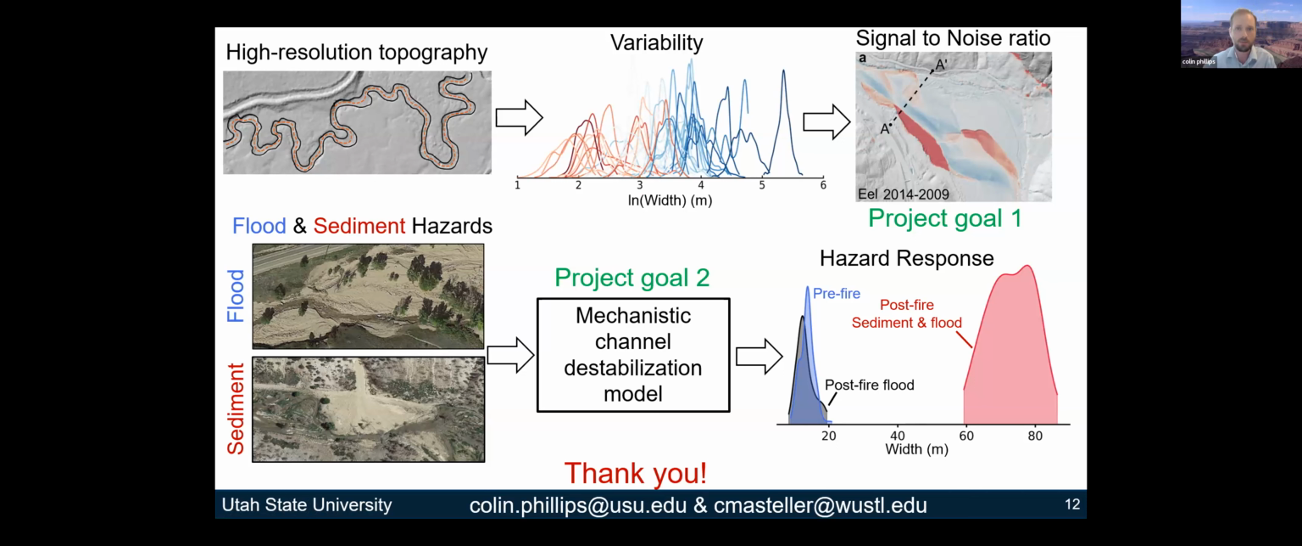We've been characterizing that variability to understand the noise. That's our project one goal, establishing this signal to noise ratio. But when we get to these hazards, the sediment and the flood, project two of building in this mechanistic channel destabilization model is a huge ask. I think we know in some cases the answer, right? The hazard response. We have time-lapse LiDAR. We just need to piece that middle part, and that's where I'm really excited about here.